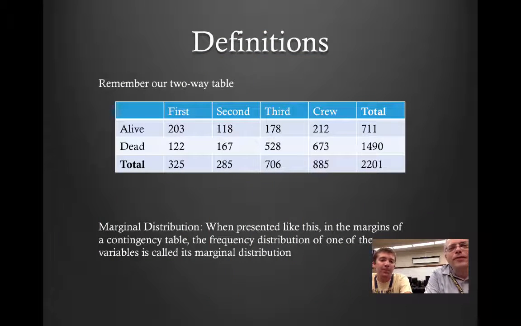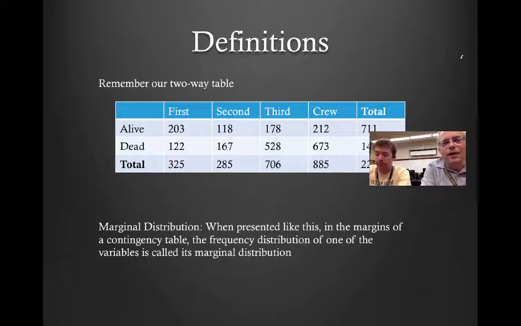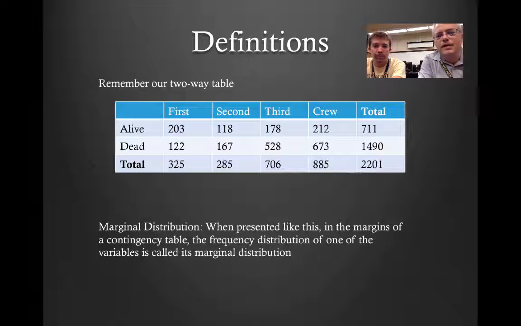All right, here we have a two-way table. This is from our Titanic example. On the left, we have the categories alive or dead, so that was the variable survivors. And on the top, class: first, second, third, and crew. Today, we're going to be pulling distributions from this table. We're going to learn about marginal distributions and conditional distributions.